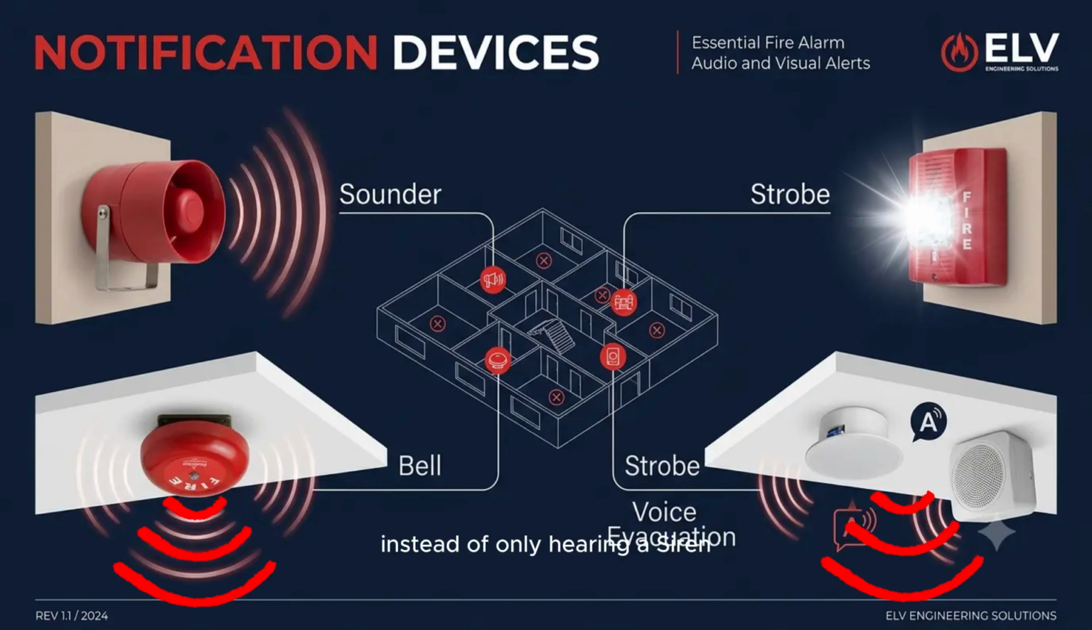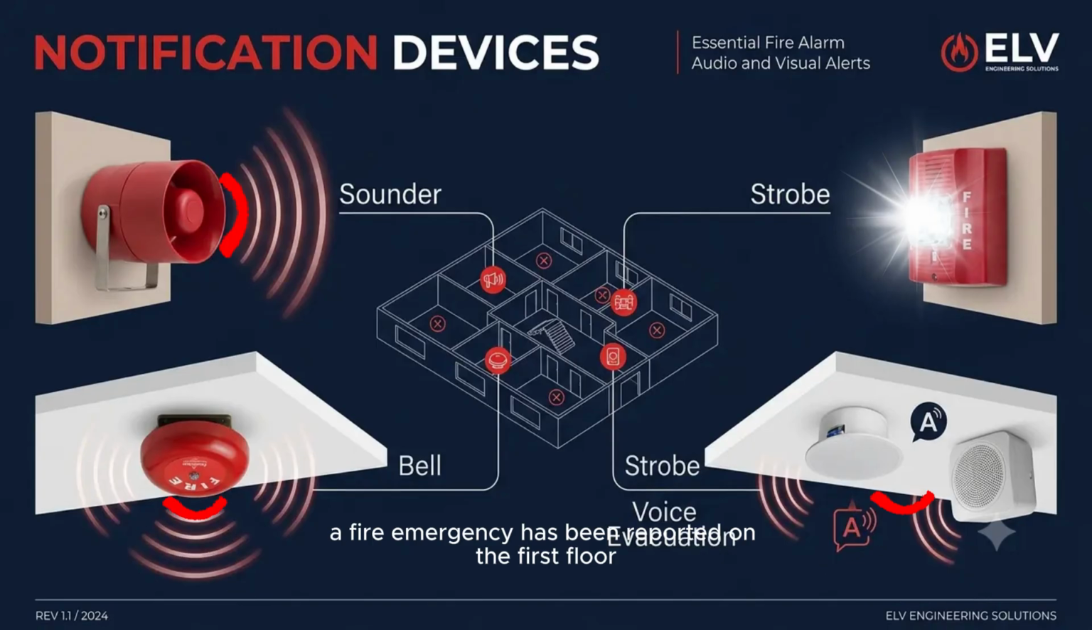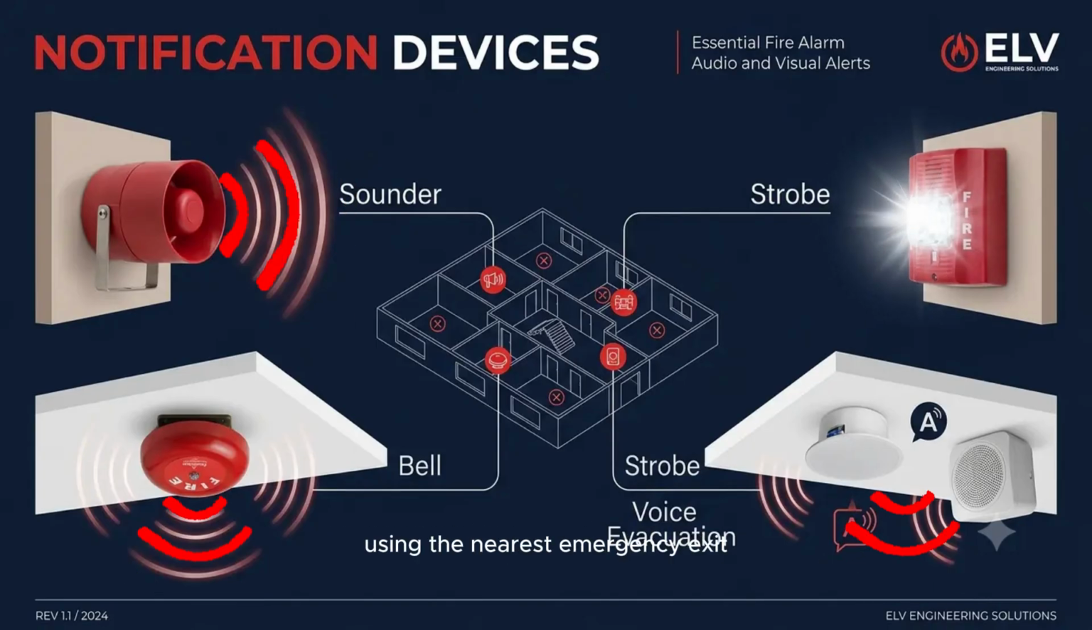Instead of only hearing a siren, people may receive a voice message such as, "Attention please. A fire emergency has been reported on the first floor. Please remain calm and evacuate the building using the nearest emergency exit." This can provide clearer instructions during an emergency.